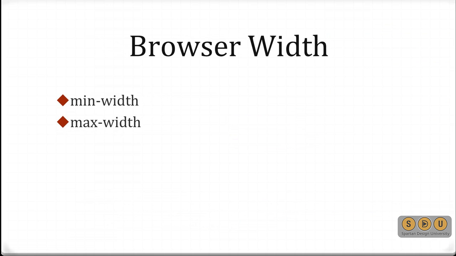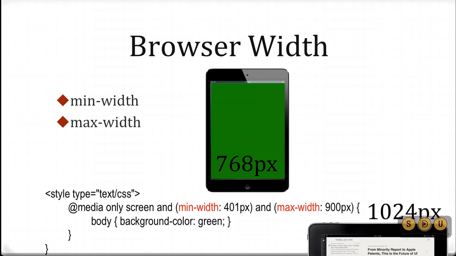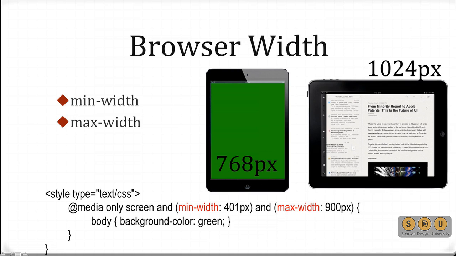Another approach is to check the browser width. This approach allows you to fine-tune your design beyond what you could get from just a simple device width. In this piece of example code, we have a minimum width of 400 and a maximum width of 900, and that's going to turn the body background color green.